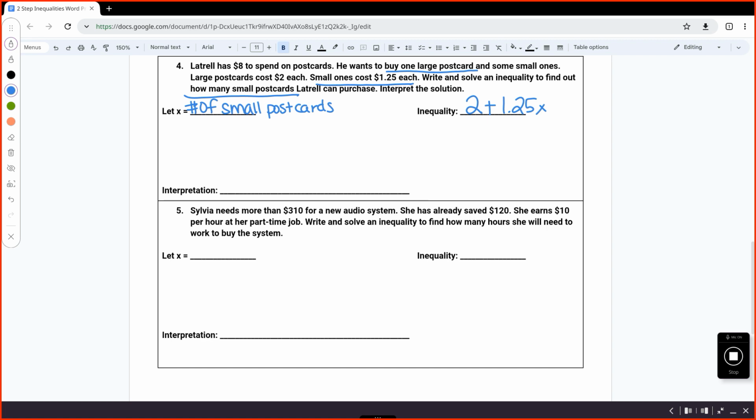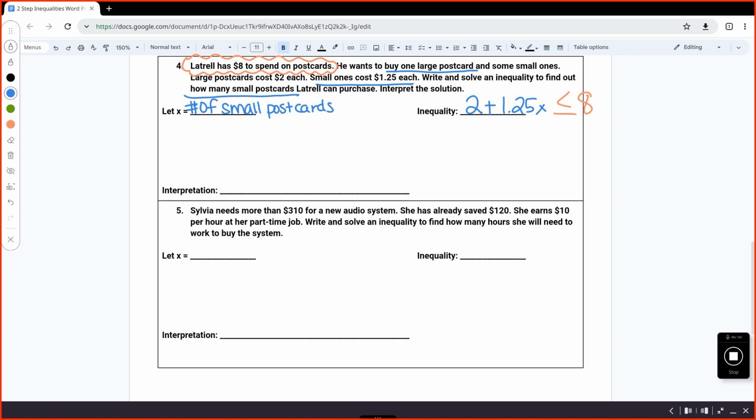So even though this question doesn't actually have any of the key words that I started with at the top, it does give you enough information to figure out what symbol to put here. So if you notice, it says Latrell has $8 to spend on postcards. That means he can spend $8. He could spend $7. He could spend $6, right? So he can spend $8 or less, but he can't spend $9, $10, $11. So we are going to use the symbol less than or equal to 8, because whatever he spends has to be $8 or less, because all he has is $8 to spend.